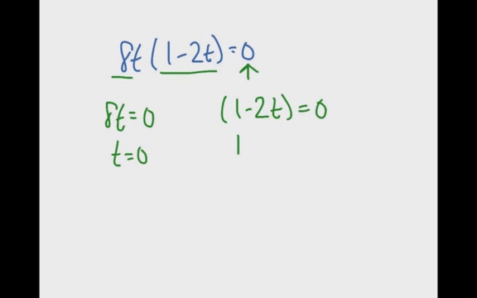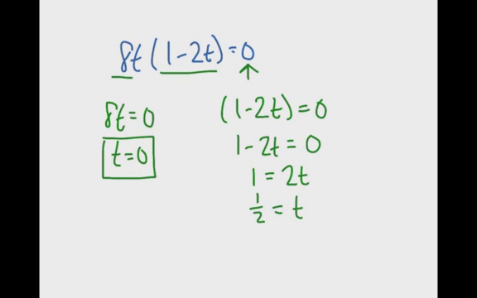For the second one, we have 1 minus 2t equals 0. So we're going to subtract 2t. We get 1 equals positive 2t. And then we divide by 2, and we get 1/2 equals t. So our answers would be t equals 0 and t equals 1/2.